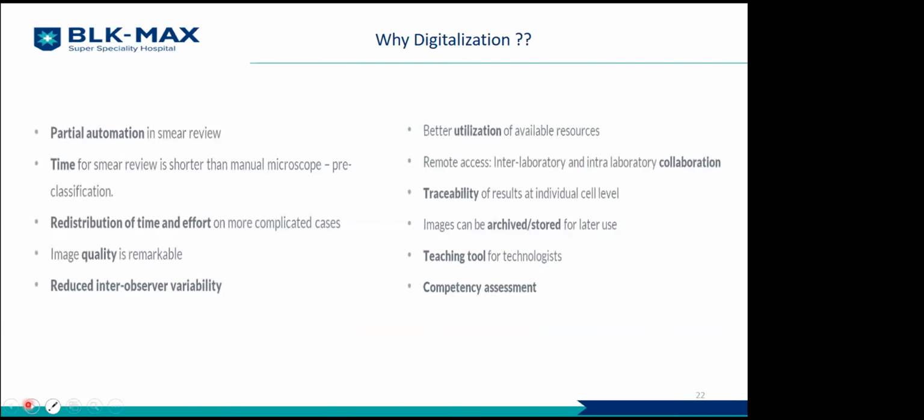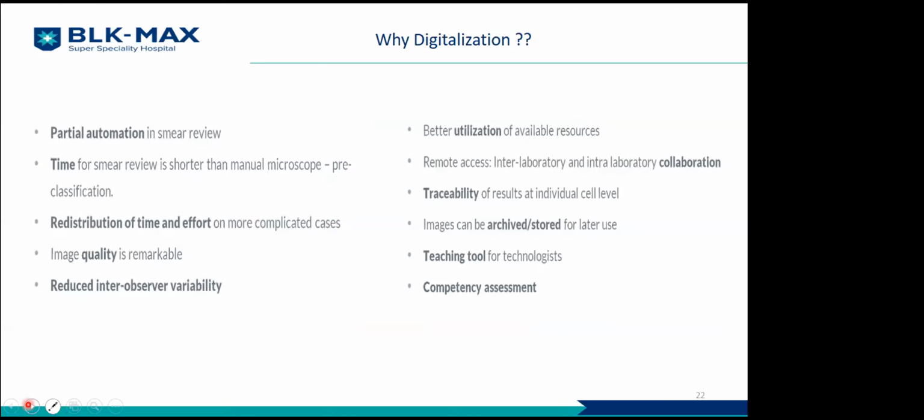We know that the human being is still involved at some point of time. Again, review time will be shorter. There'll be redistribution of time and effort for the complex cases. You can obviously redistribute your cases to the people within your system. And if you have the right pre-analytical part of it on the digitization, your image quality will be very remarkable. And obviously, there'll be reduced inter-observer variability.